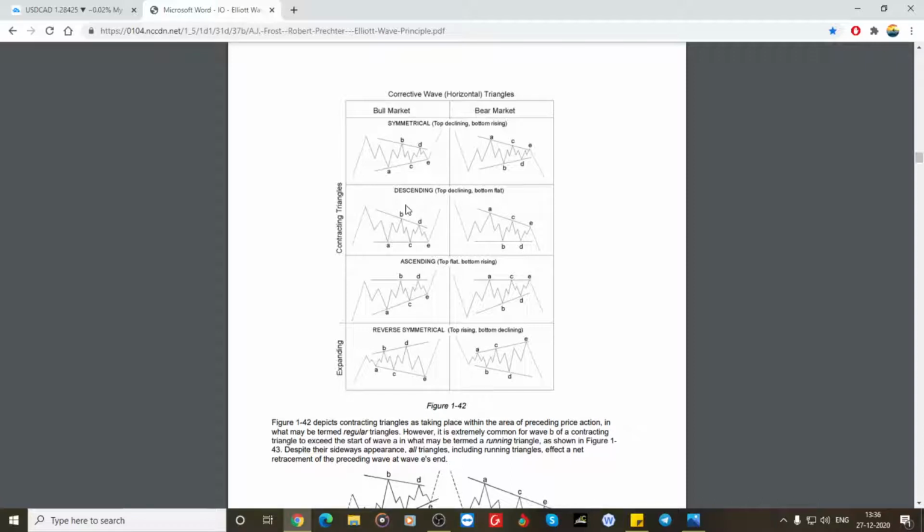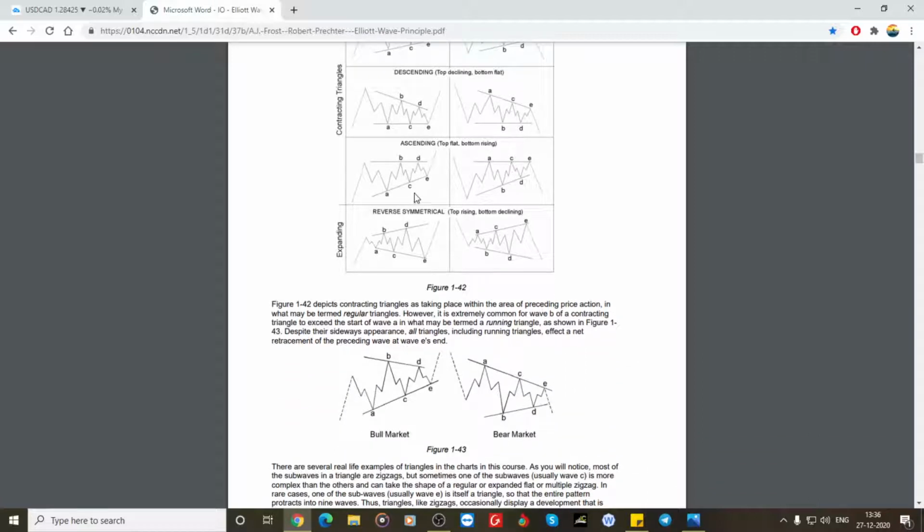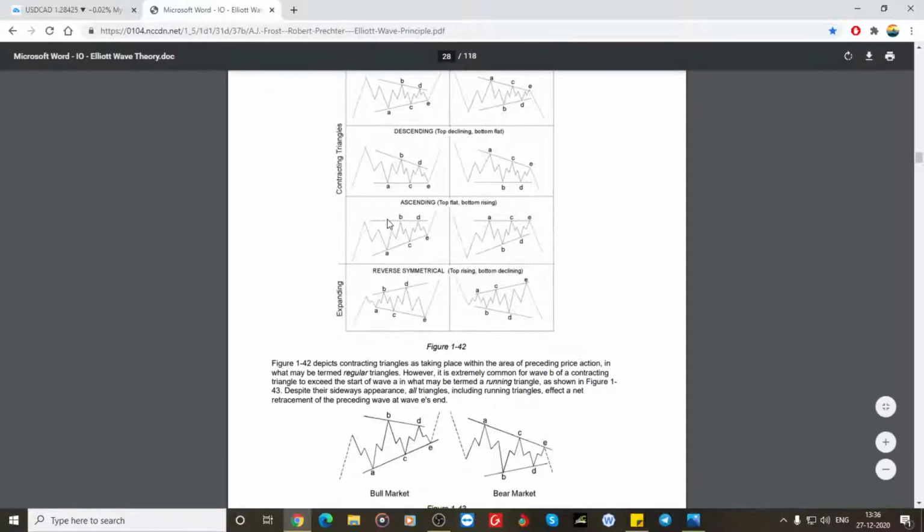The next one is the descending triangle. That means only the top trend line is declining and the bottom is flat. And the ascending triangle is the one where the bottom is rising and the top is flat, and that will also continue in the trend direction. So these three are called contracting triangles.